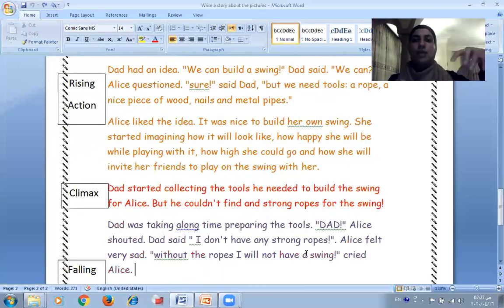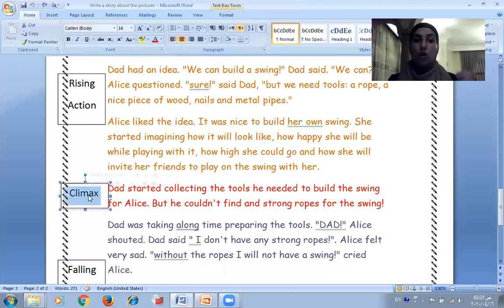Now, all of these, the things that happened, that they had an idea of building a swing and they were preparing themselves and preparing the tools and Alice liking the ideas. These are all rising actions. Now, what is the problem in the story and what we call climax? Climax is a problem in the story.